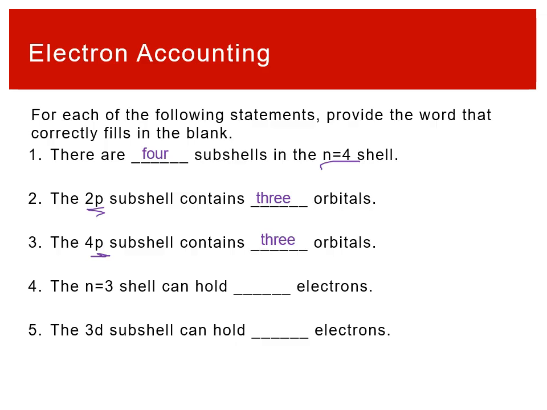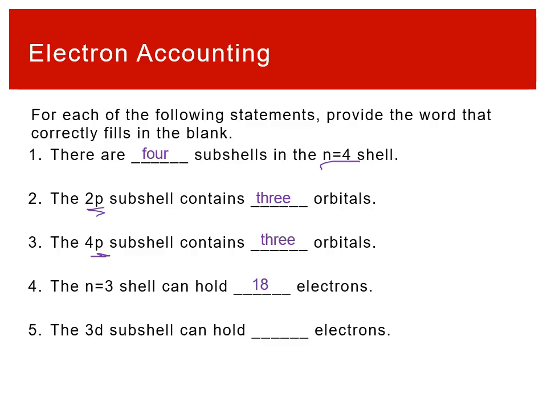The n = 3 shell can hold blank electrons. For this one, we want to take our n and square it. So 3 squared, that's 3 times 3, is 9. That would be our total orbitals, multiplied by 2, 18 electrons.